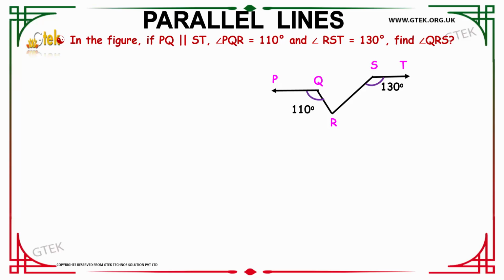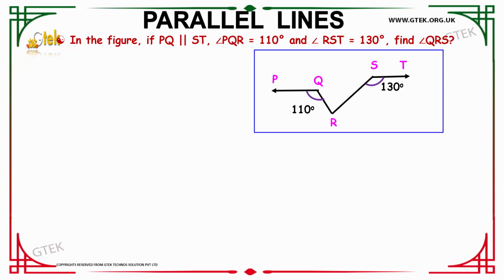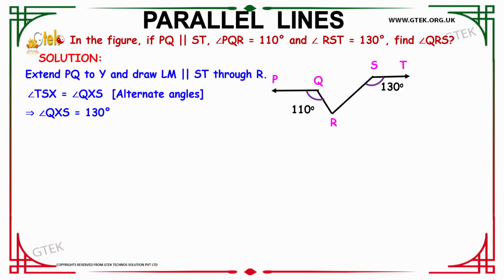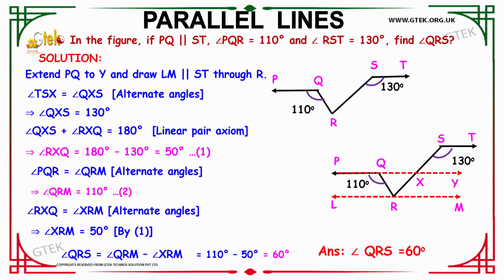In the figure, if PQ is parallel to ST, angle PQR equals 110 degrees, which is given in the question, and angle RST equals 130 degrees, we have to find angle QRS. So this is the given figure which has been represented over here. Now let's move on to the solution.